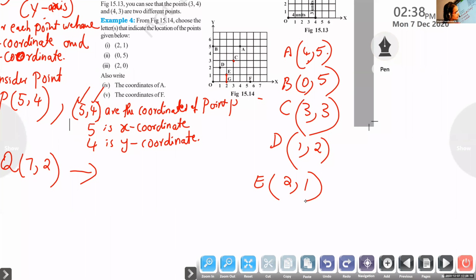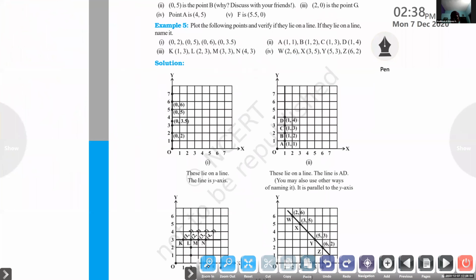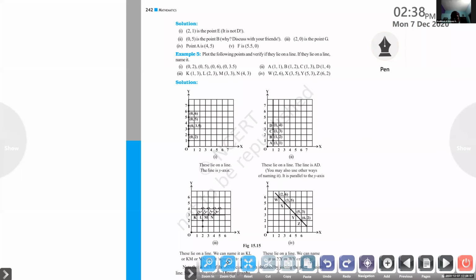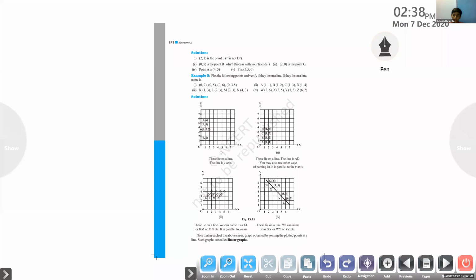F. Yes, ma'am. X coordinate 5.5. Correct, very good. 5.5 and y coordinate? 0. Good, it is 0 because it is on the x-axis. On x-axis, y coordinate is 0 and x is 5.5. Good. I think all the points are over, isn't it? Okay. Now, G is also there.